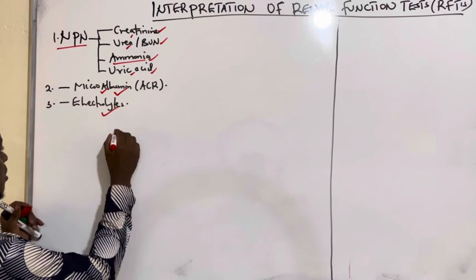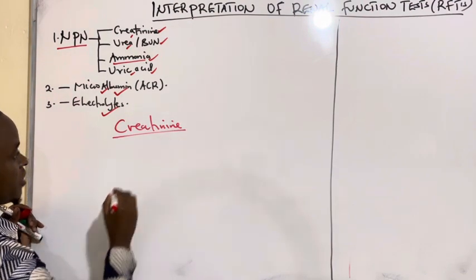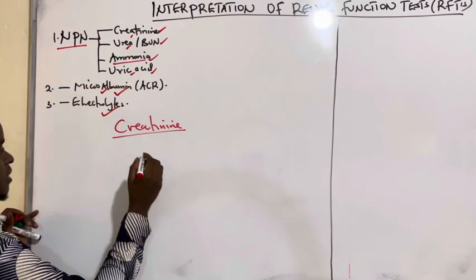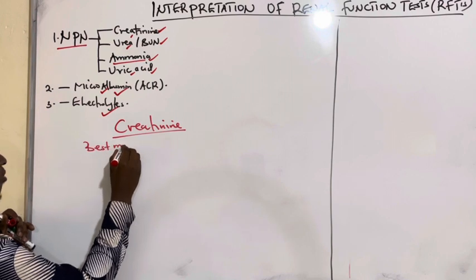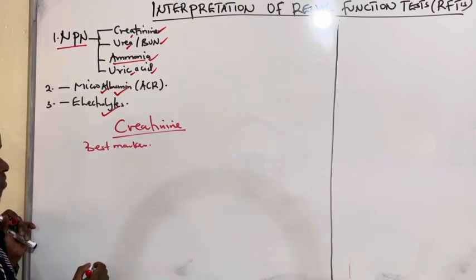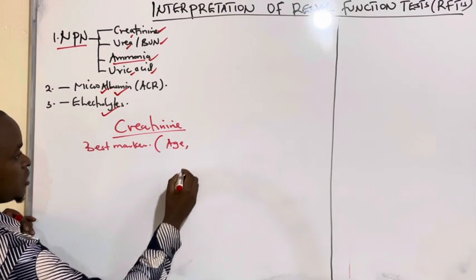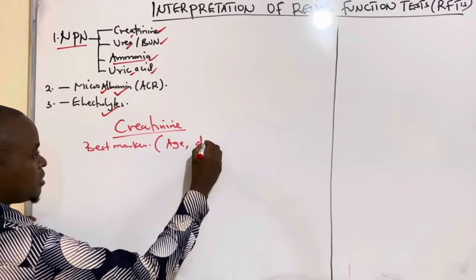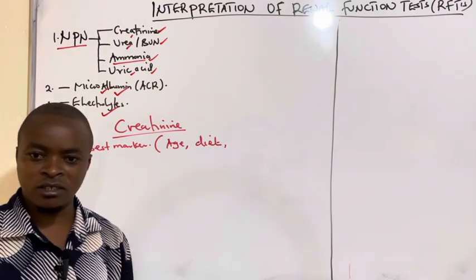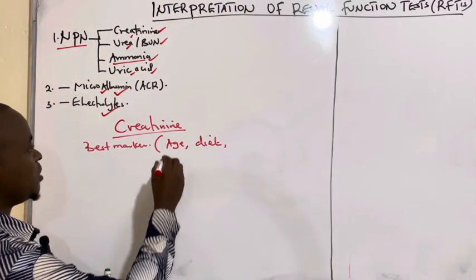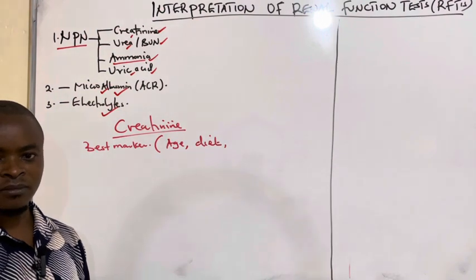So under creatinine, if I have results of serum creatinine, this one we normally say it is the best marker for renal function. Why? Because it is not majorly affected by age, it is not affected by diet, and it is not reabsorbed, not secreted. So that's why it becomes a good marker for determining functioning of the kidney.